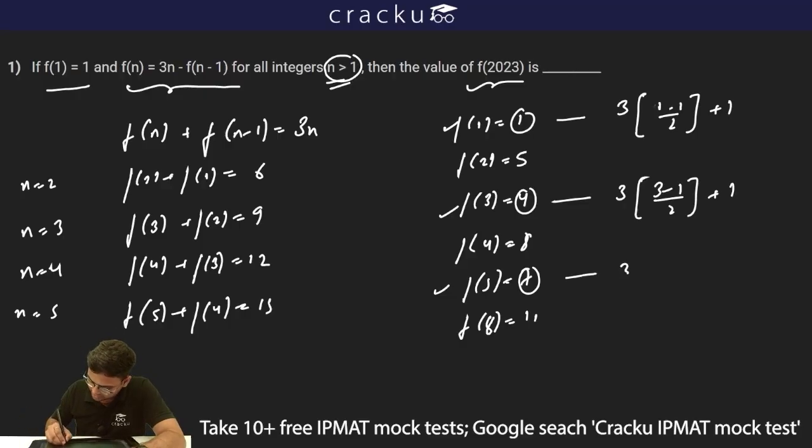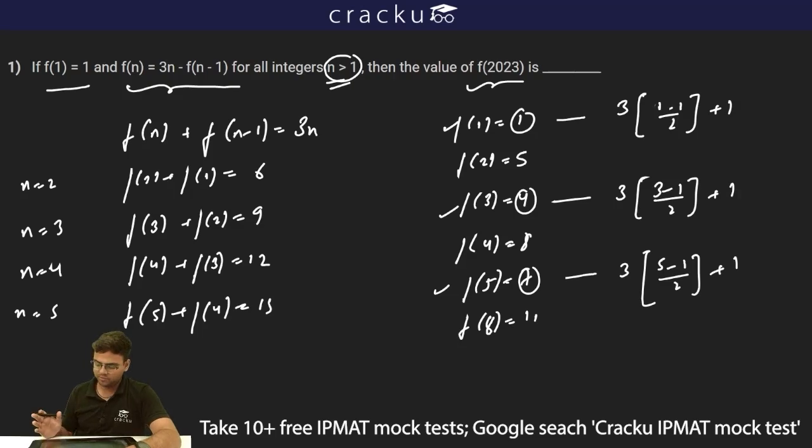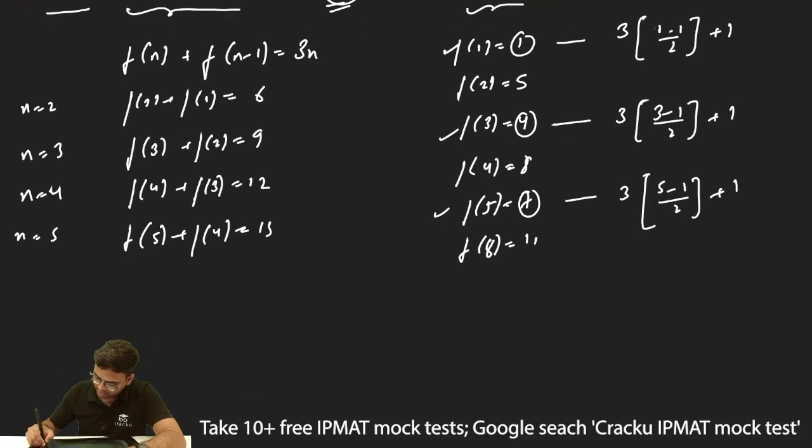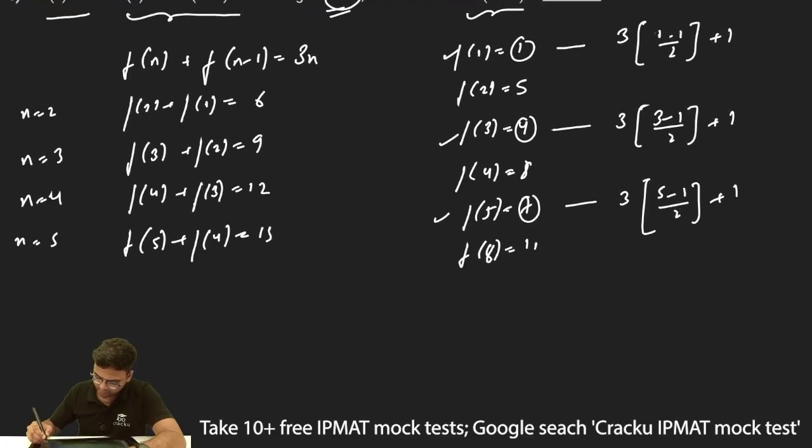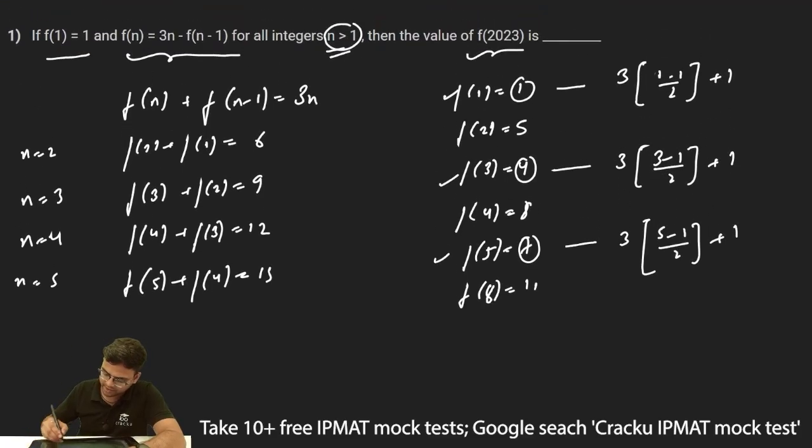Similarly, this 7 can be written as 3 into (n minus 1) by 2 plus 1, here n is 5, because 5 minus 1 is 4, 4 divided by 2 is 2, and 2 into 3 is 6, and 6 plus 1 is 7. So we can say for any odd number, let's say 1, 3, 5, and we have to ultimately find the value of f of 2023.